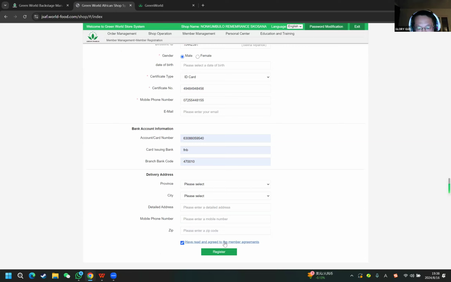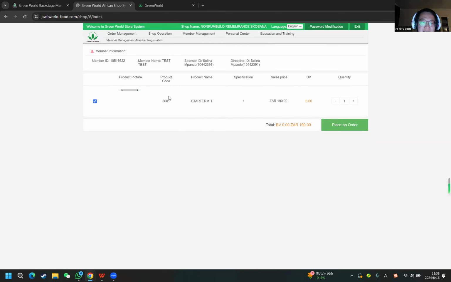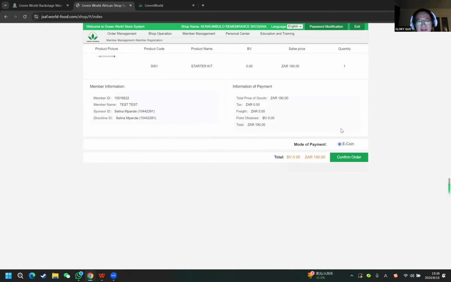I have read and agreed to the member agreement. Click register. You can see this number is here. Here we will need to get a start kit. When you put it, the head office, in the backstage, will know we need to prepare a start kit for you. You place the order, and then you pay with e-coin. Remember, you have charged that 119 rand, so you have that amount to put.